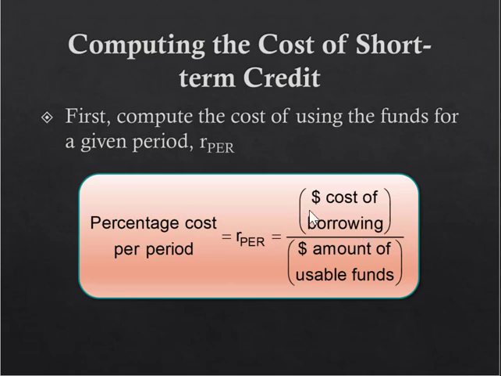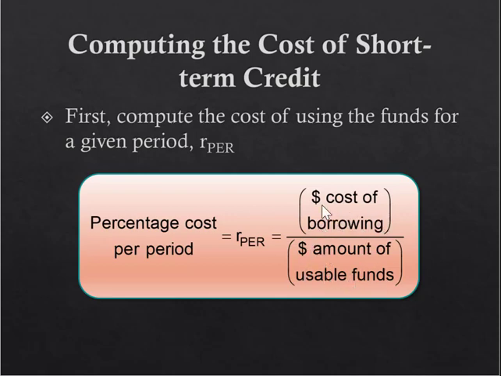When we're taking a look at the cost of short-term credit, we have to compute the cost of using the funds for a given period, so that, again, we're going back to what's the required rate of return and what's the risk, and how does this look? It's the same principles that we see over and over and over again. So in this particular case, the required rate of return is the cost of borrowing divided by the amount of usable funds.